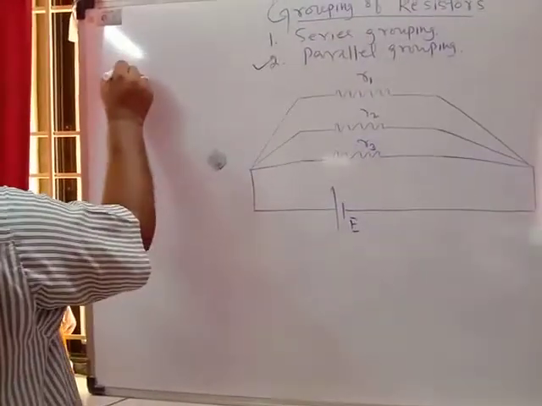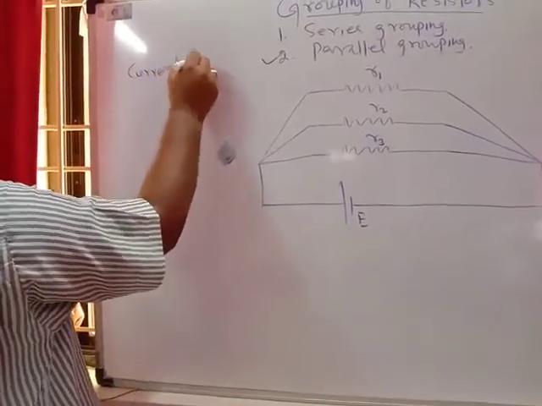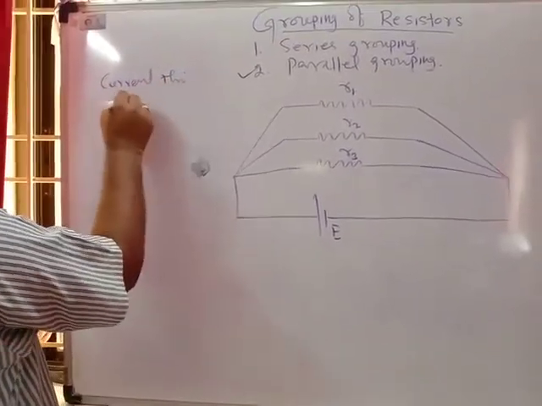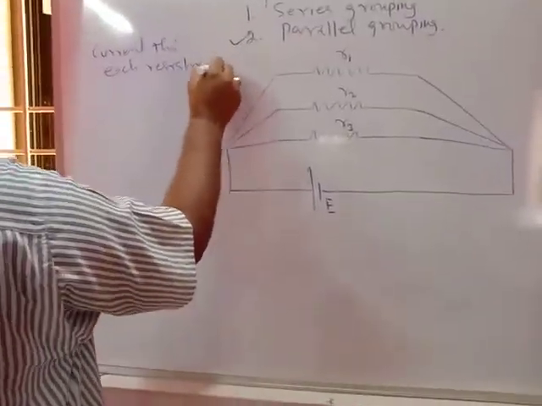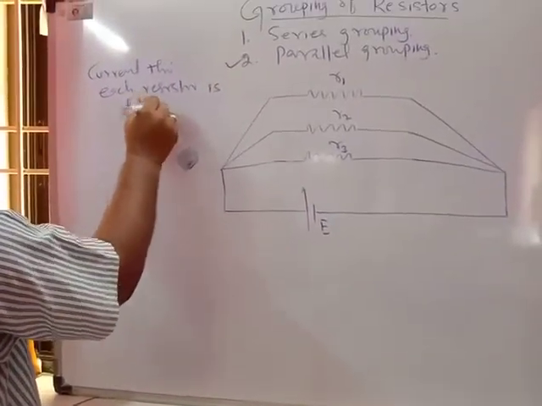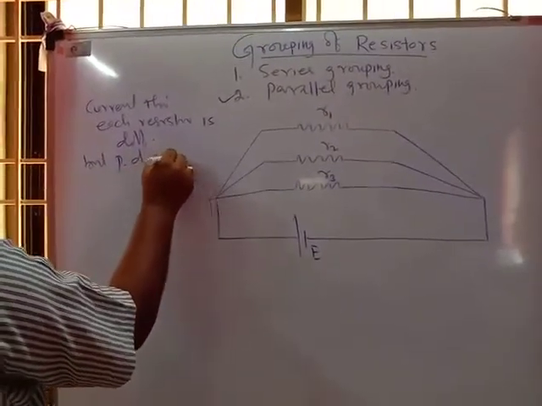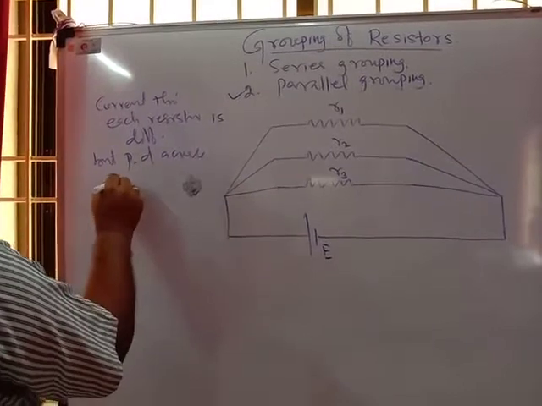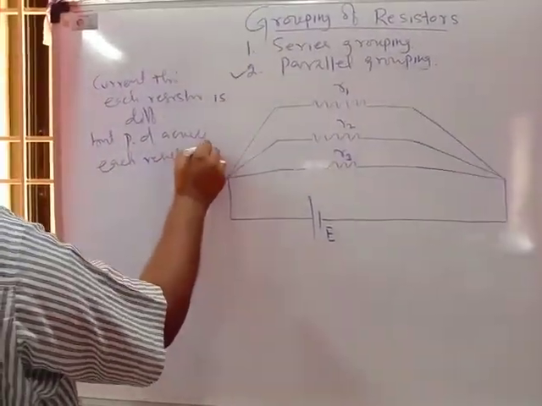The current through each resistor is different, but the PD across each resistor is the same.